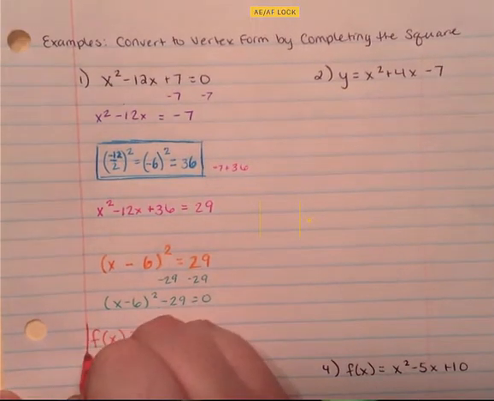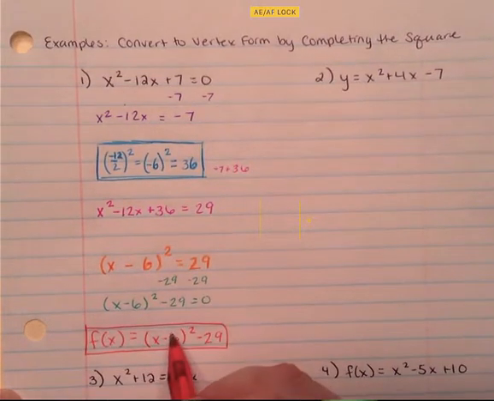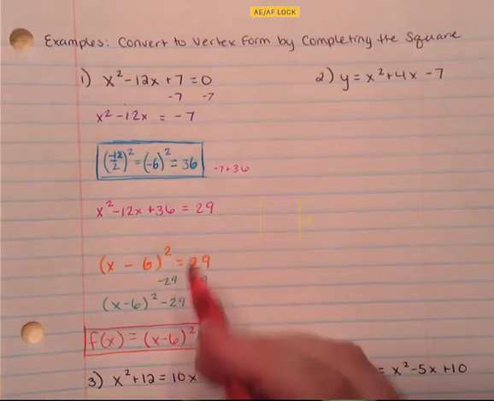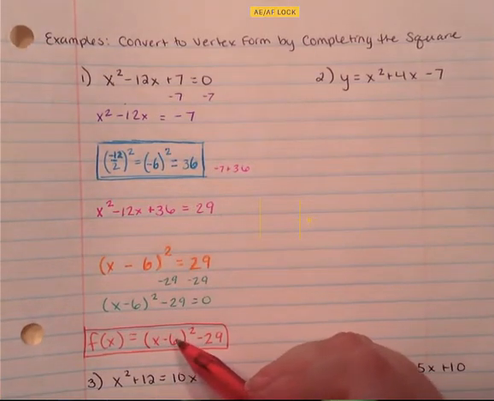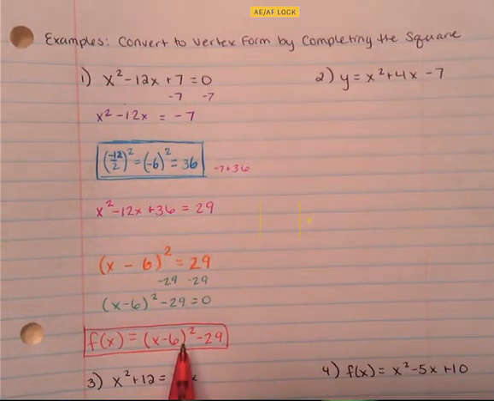This is now in vertex form, and you can find your vertex by taking the opposite of your h value inside your parentheses, because this is really supposed to be x minus a positive 6 to make that a negative in the middle. So your vertex is actually at (6, -29). So your h value is a positive 6, and your k value is at negative 29.